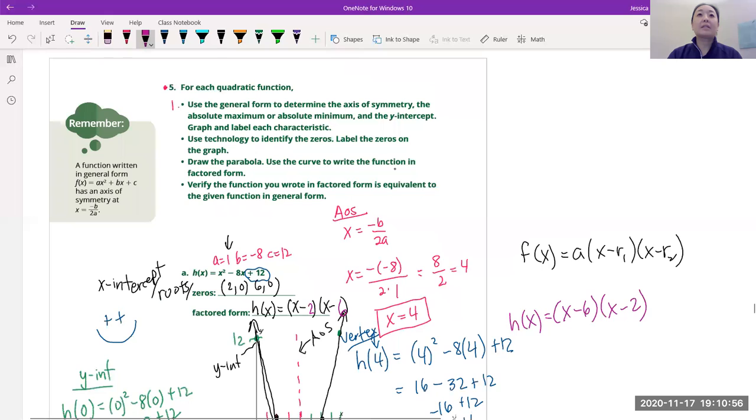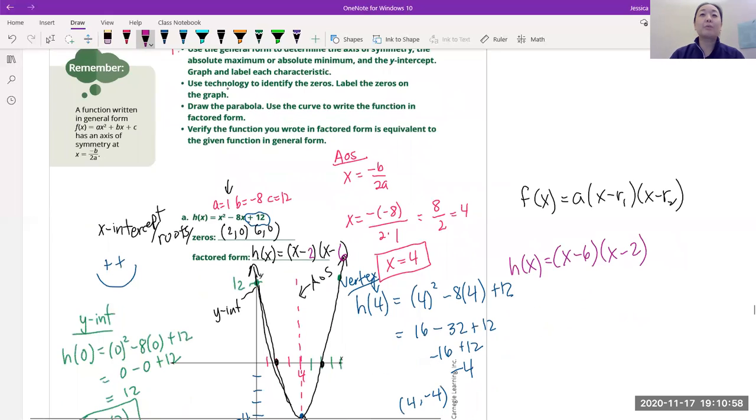All right, so we wrote that down, and then it says we labeled and used the technology. We did that. It says graph and label each characteristic. I was a little bit too fast on that. Sorry. Now we're supposed to draw the parabola, which we already did. Happy days. So we'll do that for the next one. And it says verify that the function you wrote in factored form is equivalent to the other one. How do we verify that? We're just going to graph it.